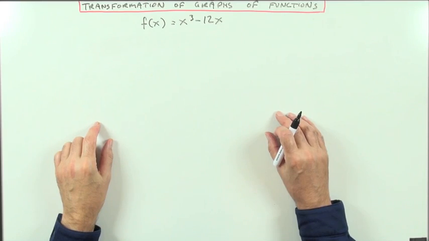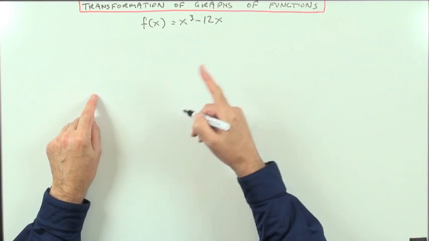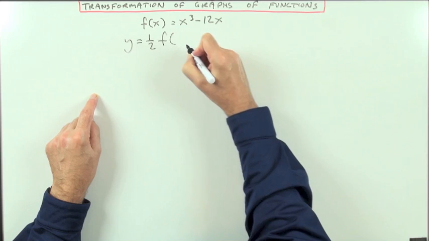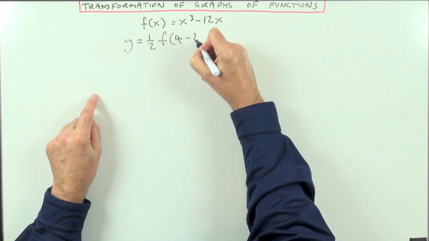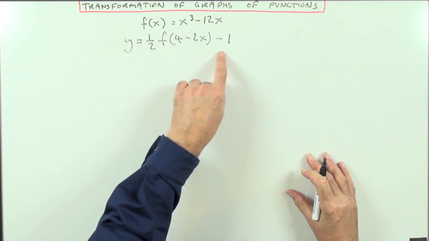There. As a final, more involved example then, here's a function. What would the graph of this transformation look like? Make it a half of, we'll put alterations everywhere, 4 minus 2x minus 1. What would this graph look like?